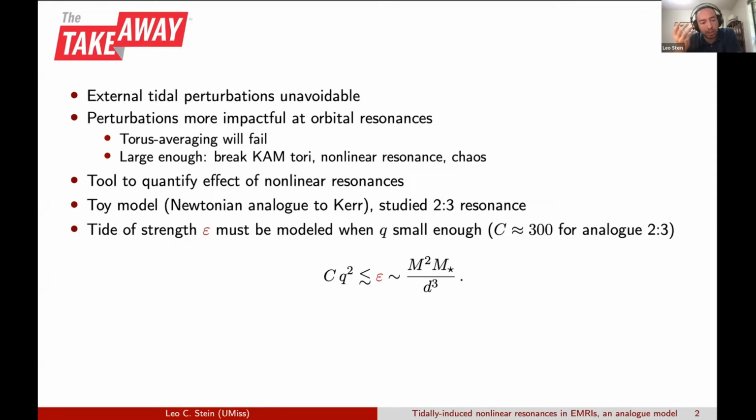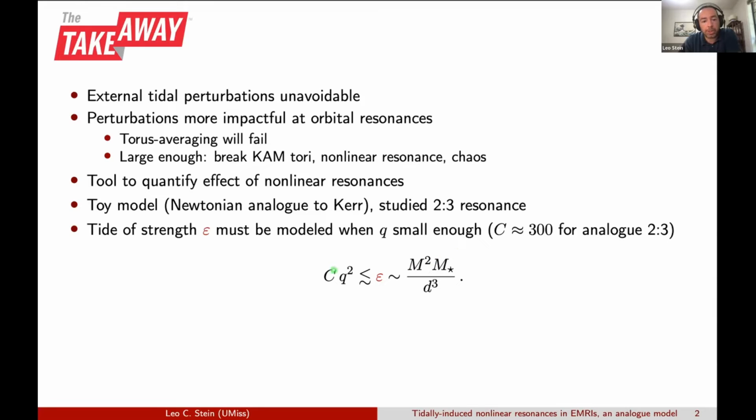Should we be modeling them? So rather than doing the harder problem in Kerr, we're starting with a toy model, which is a Newtonian analog to Kerr that shares a lot of its properties. We just studied one particular resonance, the 2 to 3 radial to polar resonance. And the punchline of the type of analysis that we introduced is the following.